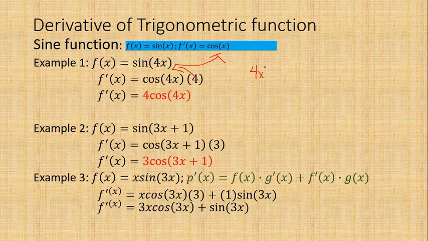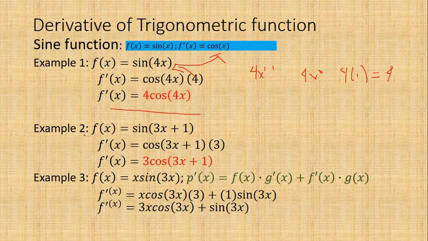We all know that x is raised to 1. Then 1 minus 1 is 0. Then 4x raised to 0. 4 times 1 is equal to 4. So, yun ang nangyari dyan. After that, rewrite, then the final derivative is 4 times cosine 4x.